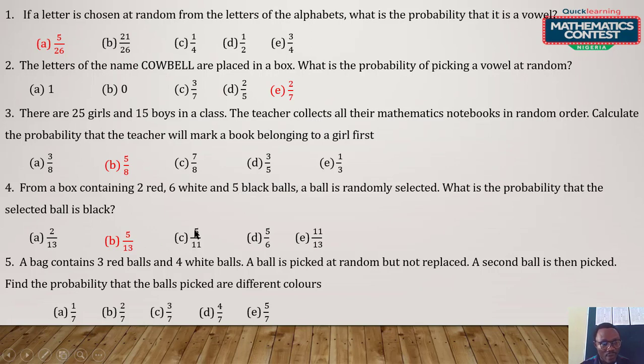The number 5 question. A bag contains 3 red balls, 4 white balls. A ball is picked at random but not replaced. Take note. A ball is picked at random but not replaced. A second ball is then picked. Find the probability that the balls picked are different colors. I think I'll give you 2 minutes here to solve it. Okay, your time has started.